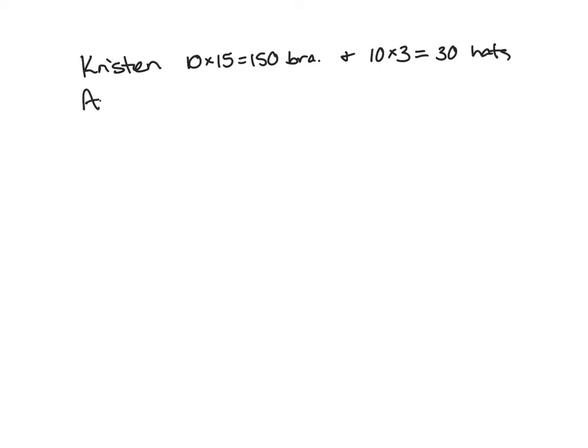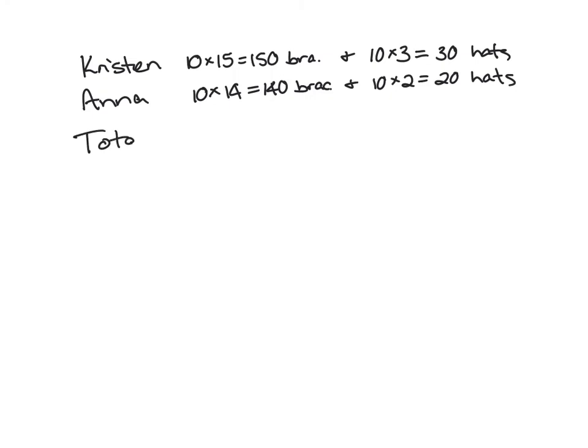All right, Anna will make, in 10 hours, 140 bracelets. And in the other 10 hours, she will make 20 hats. Okay, so our grand total will be 150 plus 140 bracelets, so that's 290 bracelets. And 30 hats plus 20 hats, that's 50 hats.